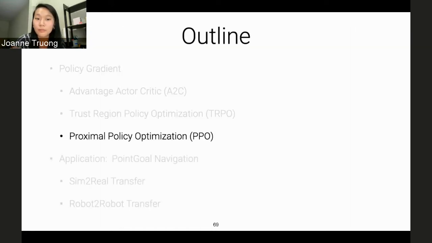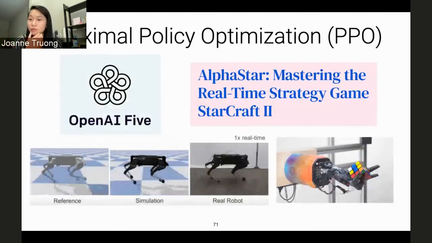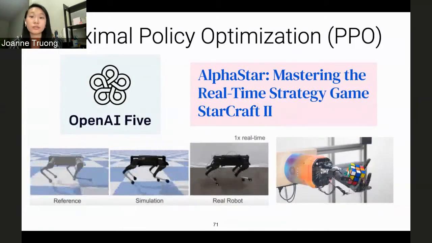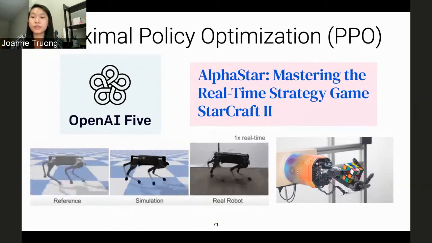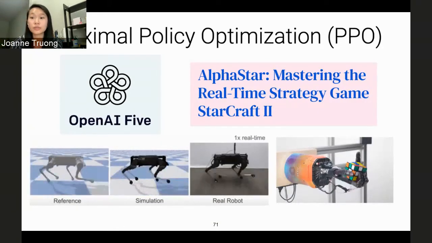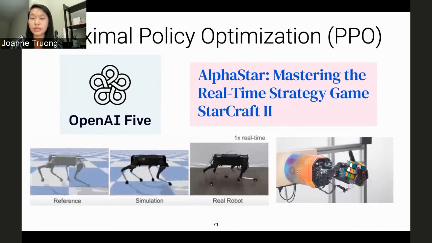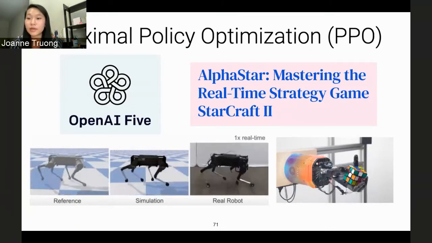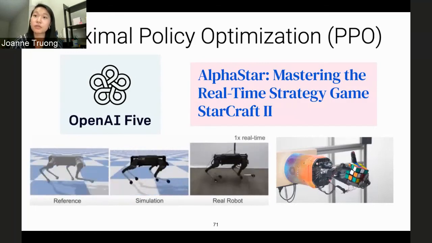So now I'll transition into PPO. PPO was developed by folks at OpenAI, and it's been proven to be successful in a wide variety of tasks, ranging from video games such as Dota 2 and StarCraft, to robotics tasks such as locomotion or in-hand manipulation. In practice, this is the state of the art that most researchers use when doing on-policy reinforcement learning.